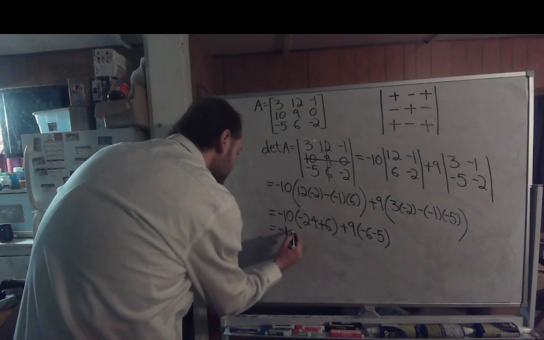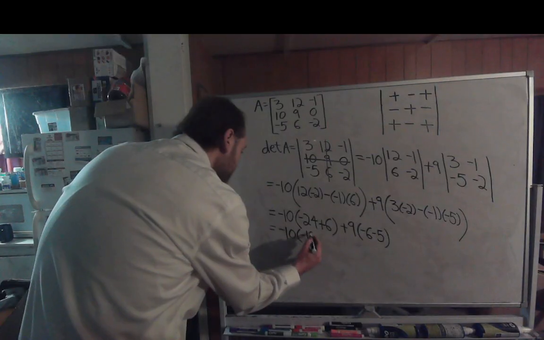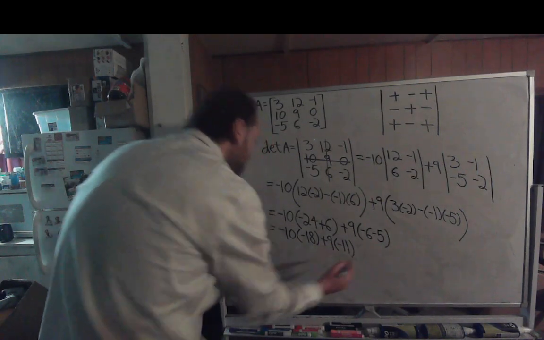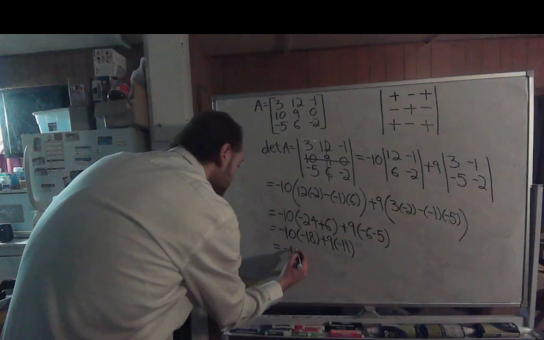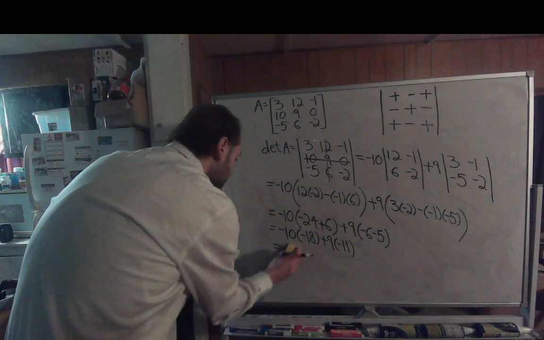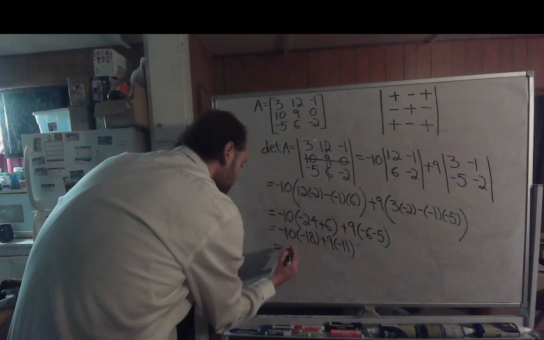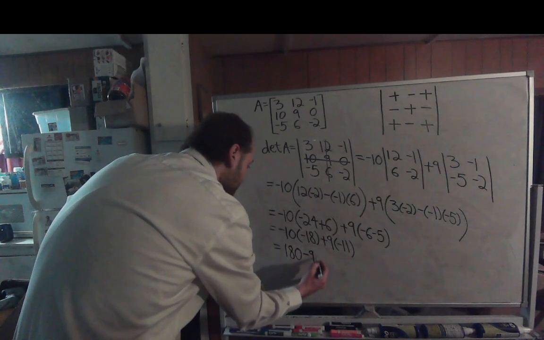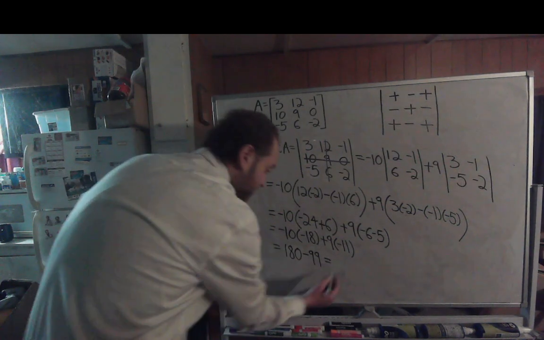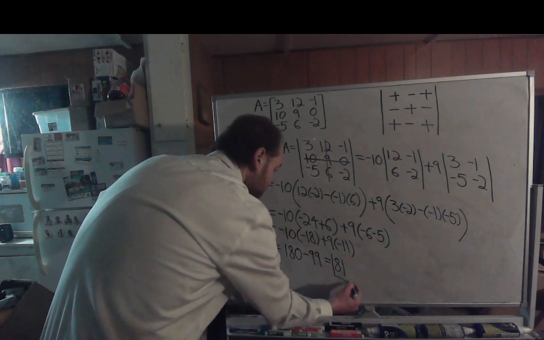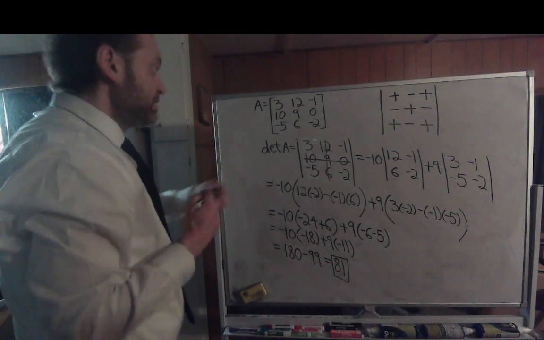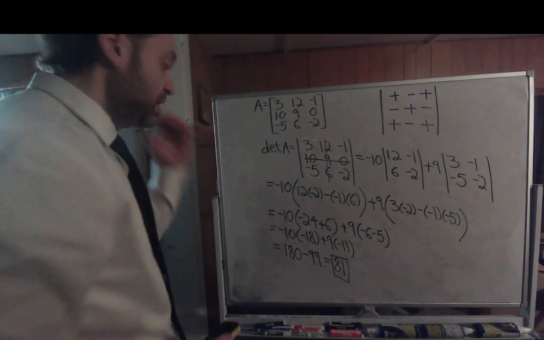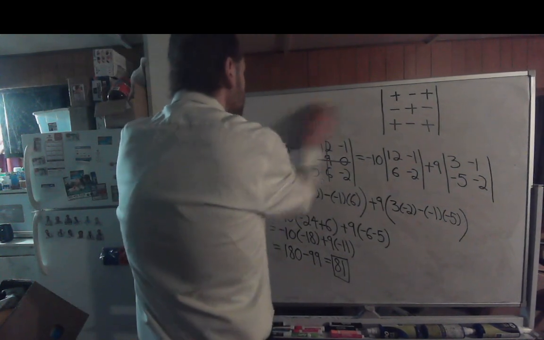So then we have -10 times -18 plus 9 times -11, which would give you -108. Actually, that'd be +180, excuse me. -10 times -18 is +180. Minus 99, which would give you a determinant value of 81. So the determinant of this matrix ends up being 81. Should just have 2 more, then we'll be done with this lesson.